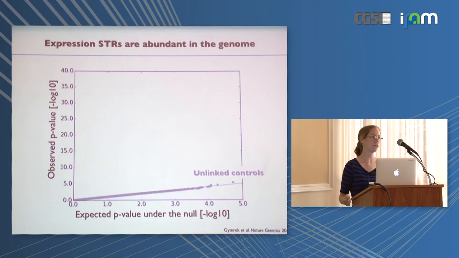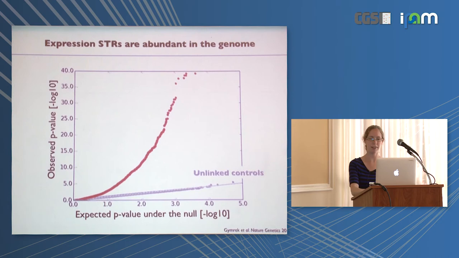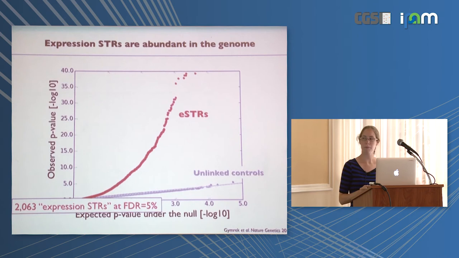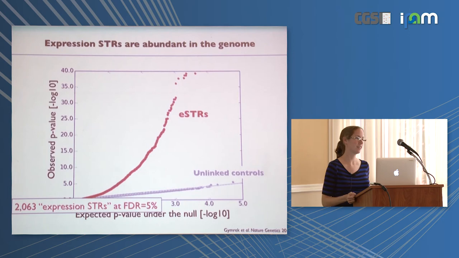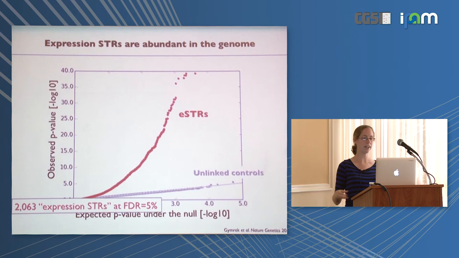But if we look at our observed ESTR data, we see a really strong departure from the null, suggesting that we are indeed seeing the signal of association between STR and gene expression. Altogether, we found about 2,000 of these, we call them expression STRs, at FDR 5%. So about 2,000 places in the genome where there's an STR whose length is associated with expression of a nearby gene.